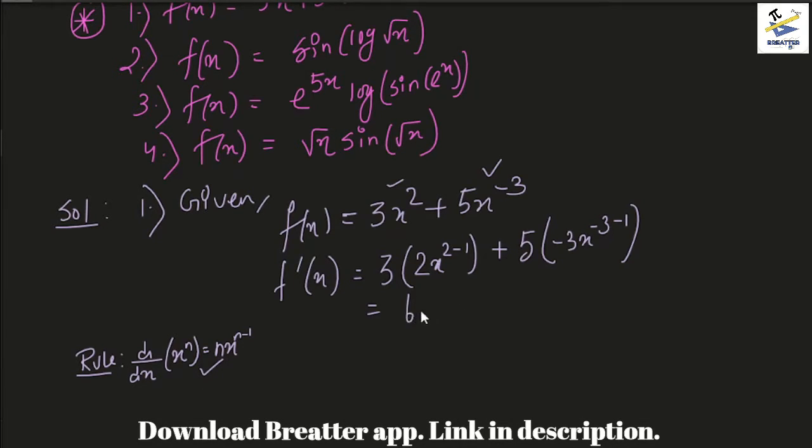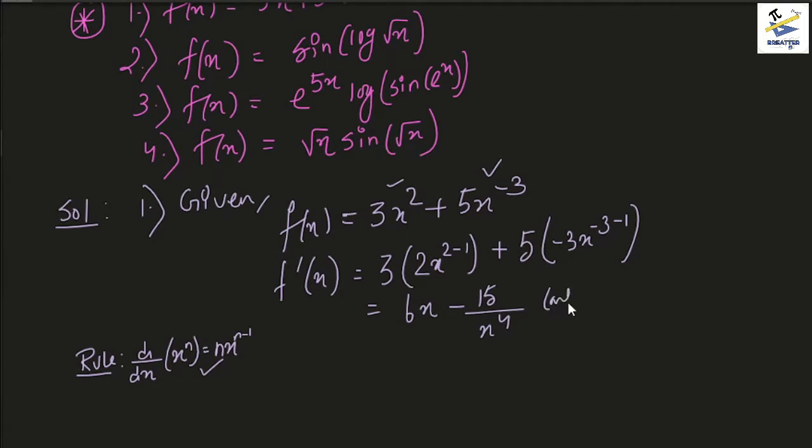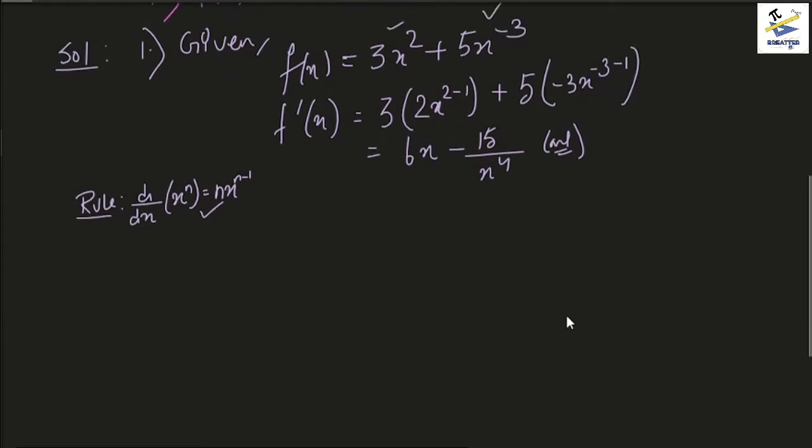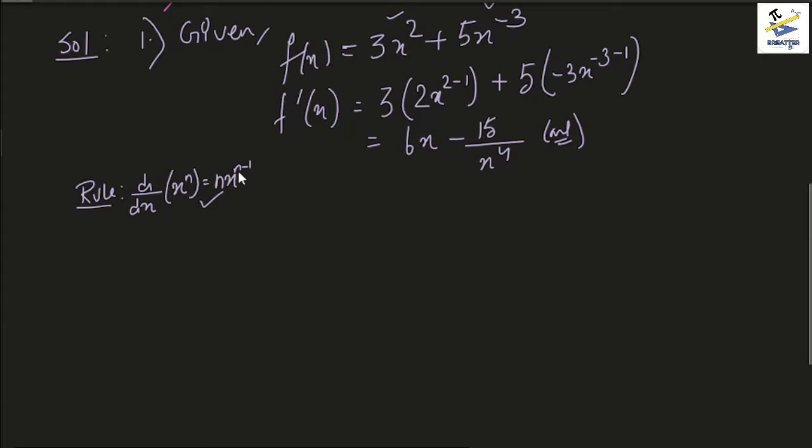So this would give you 6x minus 15 by x to the power 4. This is our required answer for number 1, right? Okay, so this was a bit easy. Let's go for number 2.